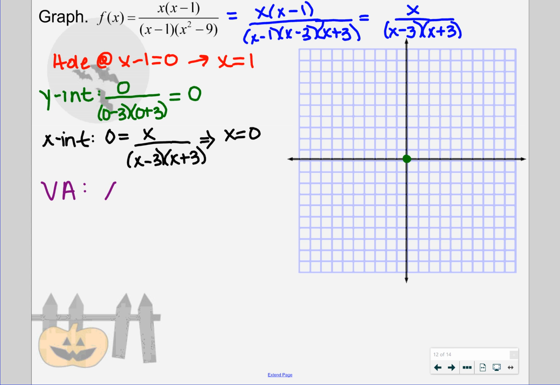Set those equal to 0, you're going to get x equals positive 3, x equals negative 3. Get in the habit of putting x equals in front of those. So I'm going to sketch those. At negative 3 and at positive 3, we have vertical asymptotes. Remember, a vertical asymptote is a domain restriction, so we are never, ever, ever going to cross these lines.